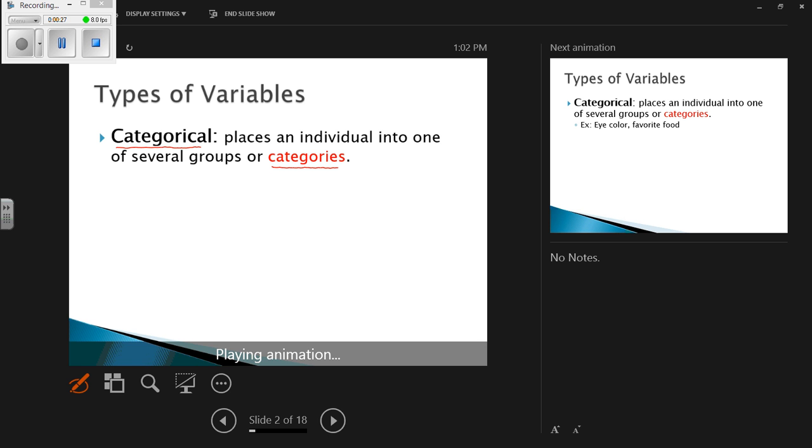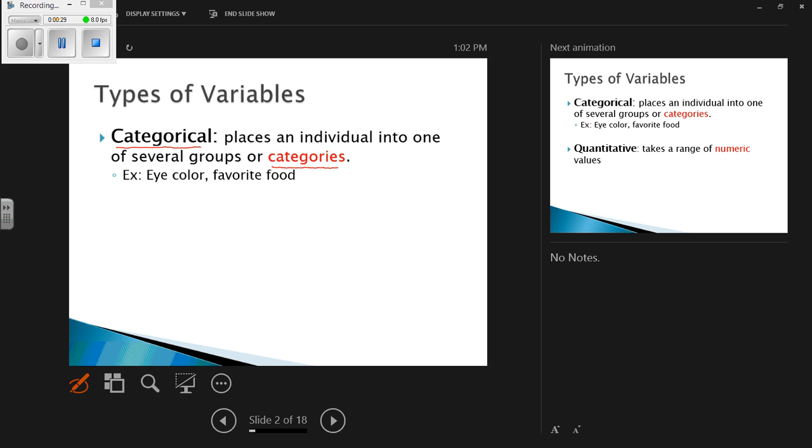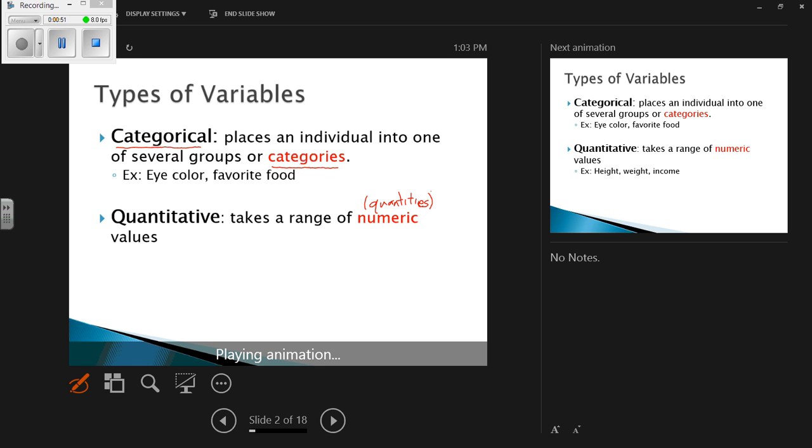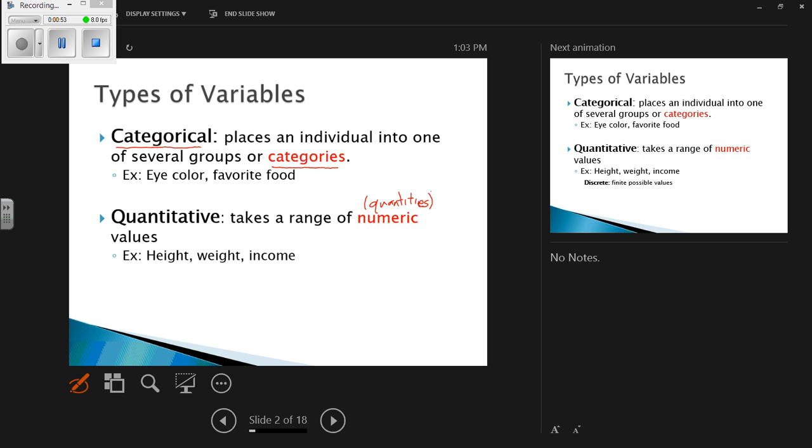There's a couple of examples: eye color, favorite food. And then the next type of data would be quantitative, and that's where things take on quantities, not necessarily the number one way to tell, and you'll see that in a minute. Right? Do things take on numeric values? So some examples there: height, weight, income.